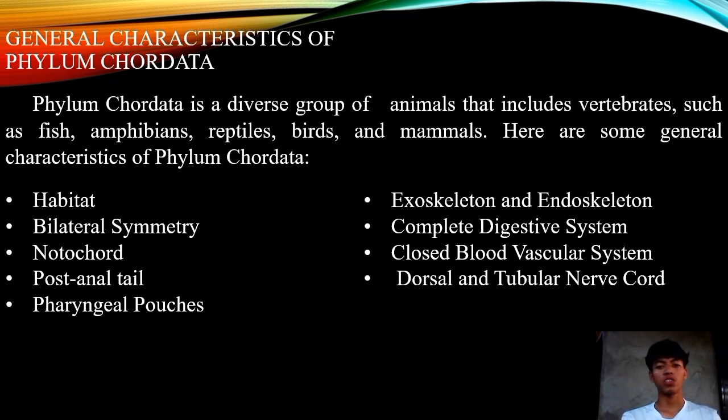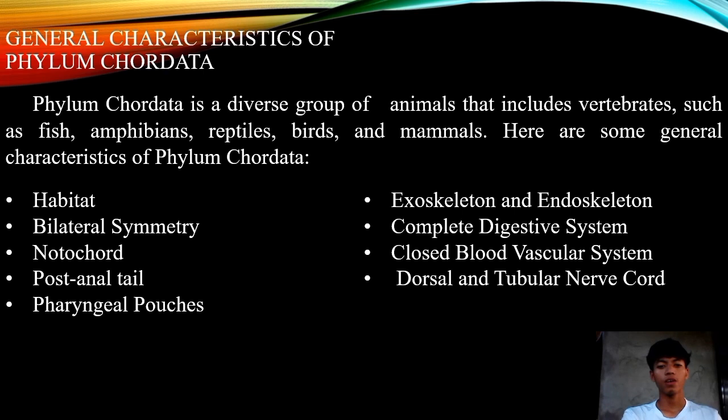Phylum Chordata is a diverse group of animals that includes, as I have said earlier, vertebrates such as fish, amphibians, reptiles, birds, and mammals. So here are some general characteristics of Phylum Chordata. First, we have habitat. We include the habitat to further understand their life status.